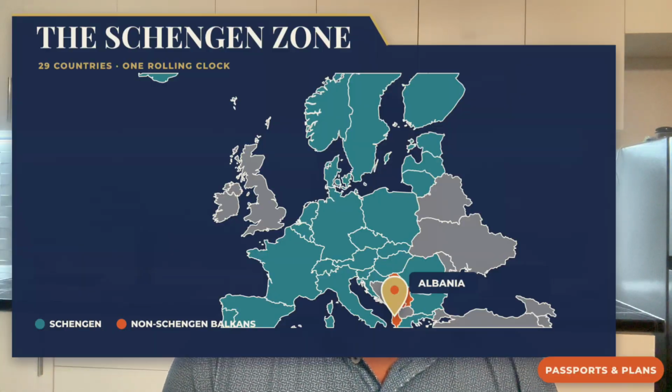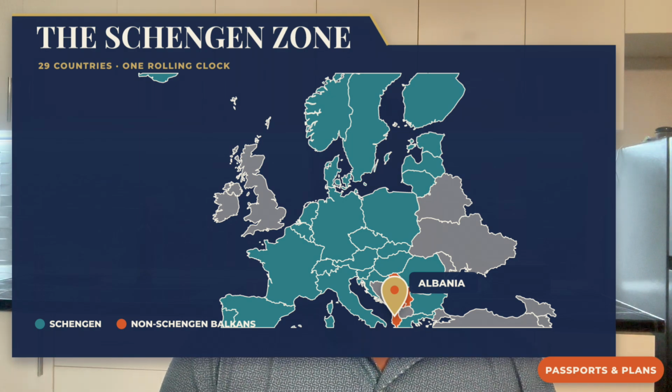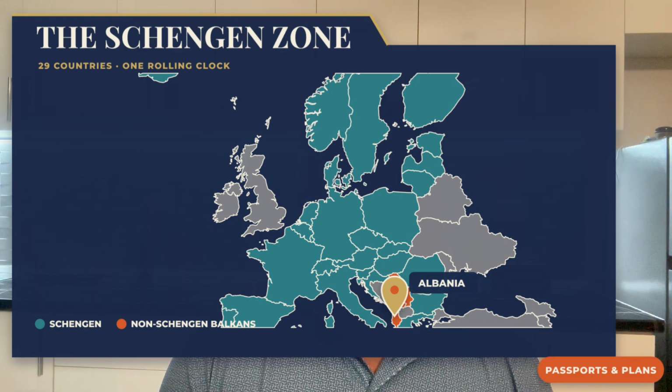What is the Schengen? Well, the Schengen is a region of 29 countries, all of which are in the European Union. Not all of those countries also use the euro as their currency. So there is no need to go through immigration, because once you're in one, you're in all.